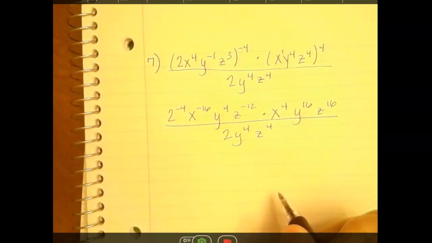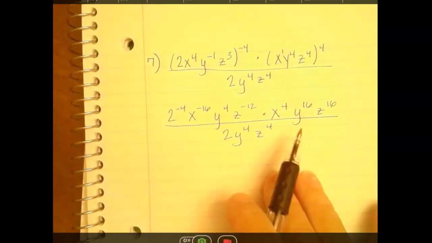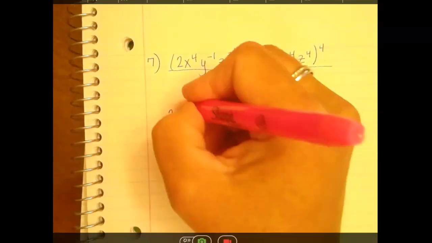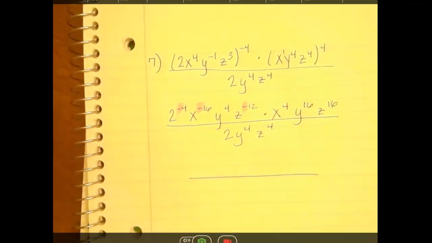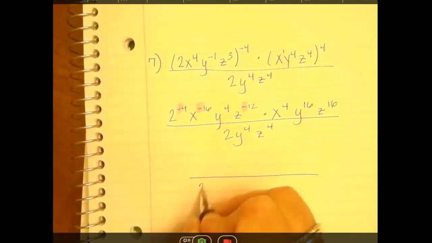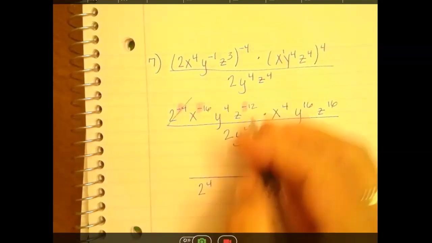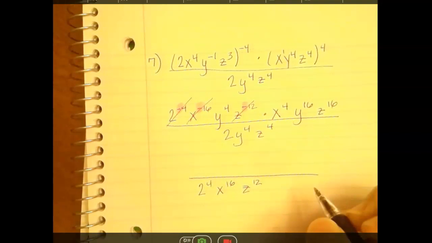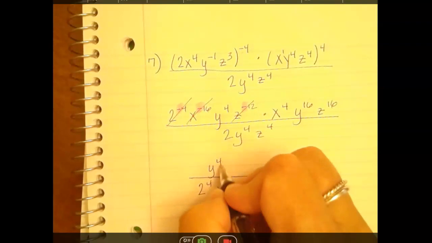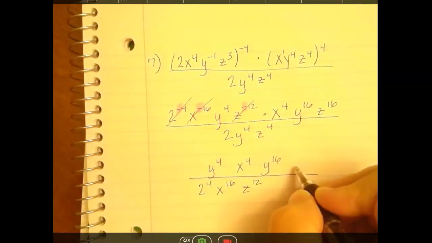Okay, what should we do? First of all, I'm going to move everything where it goes, right? Anything with a negative exponent needs to move into its right spot. So I got 3 negative exponents there. Before I combine anything, I'm just going to move everything where it ought to go because that makes it so much easier for me. So I'm going to put a fraction bar here. And first thing I'm doing is moving these 3. This is 2 to the 4th power on the bottom, X to the 16th power on the bottom, and Z to the 12th power on the bottom. Now I'm writing everything else still where it is. Y to the 4th, X to the 4th, Y to the 16th, Z to the 16th.